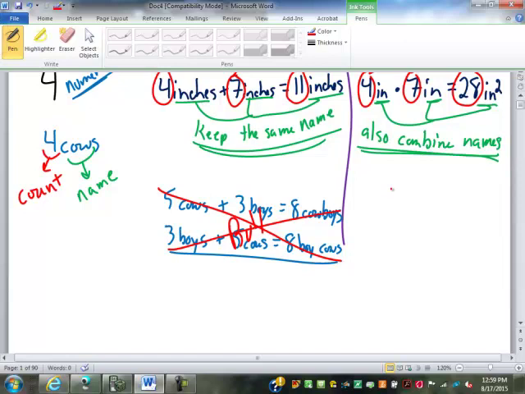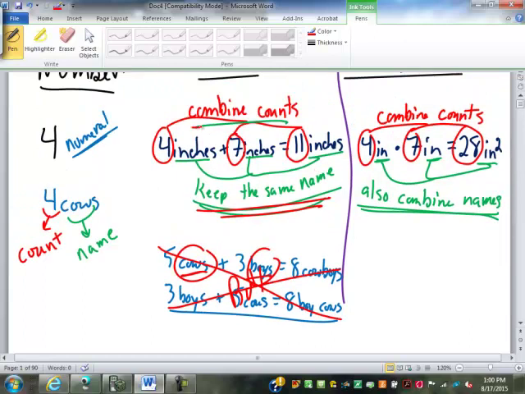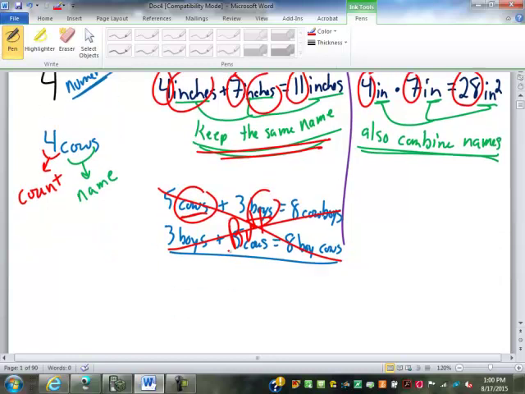The point of it, a long way to go to make a small point, is when we add numbers, because we're going to keep the same name, we must start out with the same name. We cannot add cows and boys because they don't have the same name. We're going to add inches and inches because we're just going to keep that name to be inches. You can't keep the same name unless you have the same name. Multiplication, however, you don't have to, because we're going to combine the names.